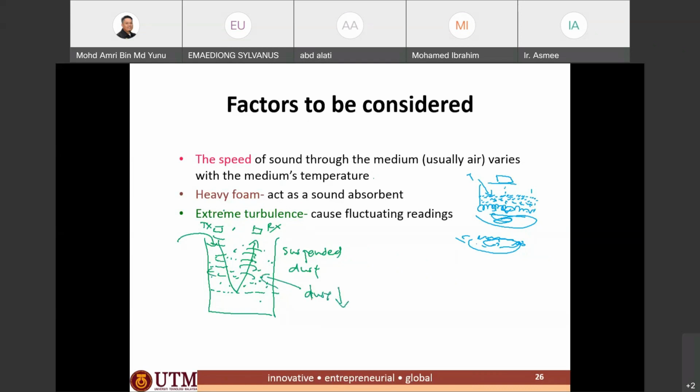Also, if there is any foam formation, it will also affect the measurement. And in some cases, turbulence, where the liquid is mixed very fast, will cause us fluctuating readings.